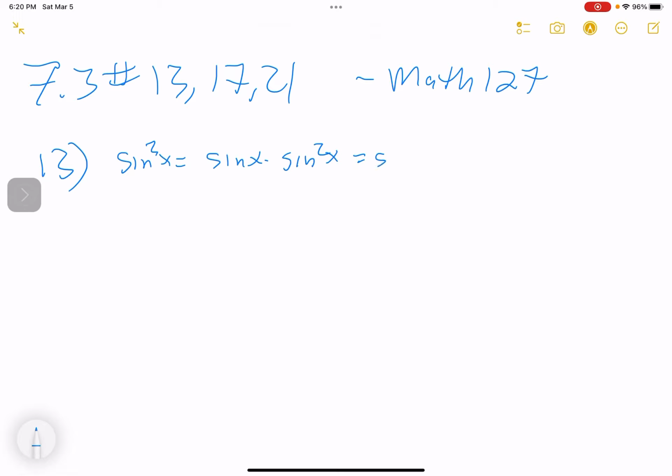So that's going to be sine of x times, and the power reduction formula says this is going to be 1 minus cosine of 2x all over 2. So this would be sine of x minus sine of x cosine of 2x all over 2. And that's it.